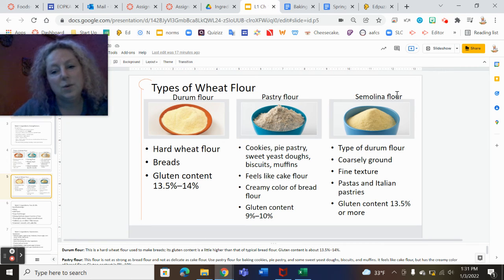And then semolina, which is a type of durum, so it is related to that. It is more coarsely ground, and it's usually used in pastas and Italian pastries. So when you go and buy spaghetti or pasta at the store and you look on the package, it generally says made with semolina flour. So this is going to have a higher gluten content than what you normally would utilize. You can make some pasta with all-purpose, but it's not going to turn out very well. And if you really want it to not break and to get that nice structure, then you really need to utilize that pasta flour.